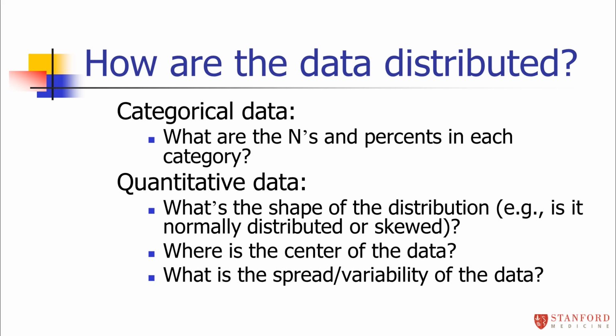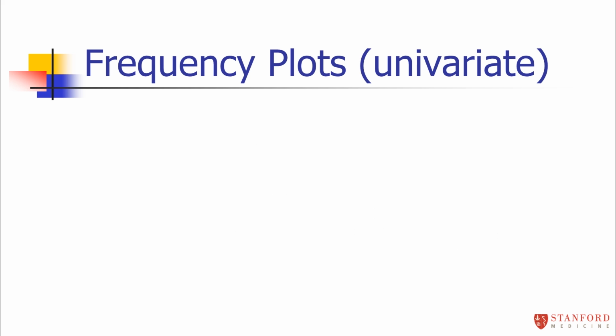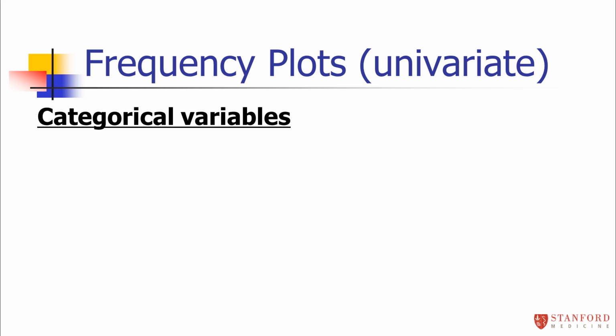Where's the center of the data? What's the spread or variability of the data? The frequency plots that I'm going to be showing you, these are for plotting one variable at a time. For categorical variables, I'm going to show you a bar chart. Most of you are probably familiar with a bar chart. They're fairly easy to interpret and make.